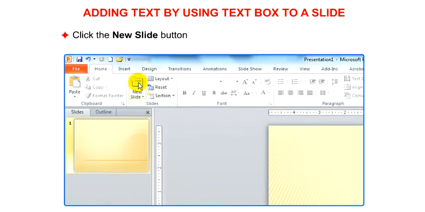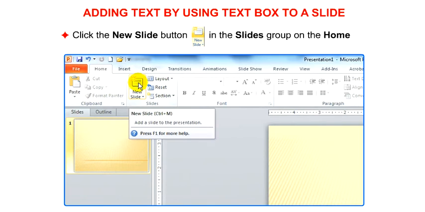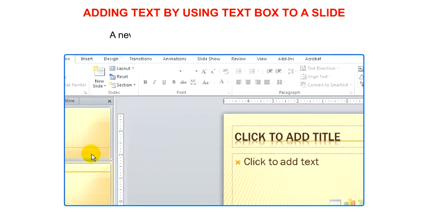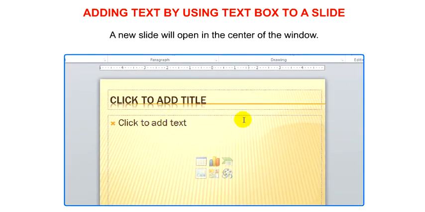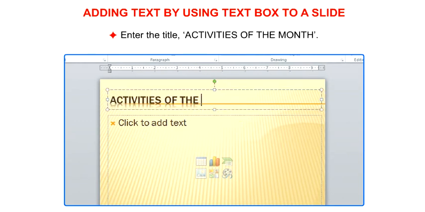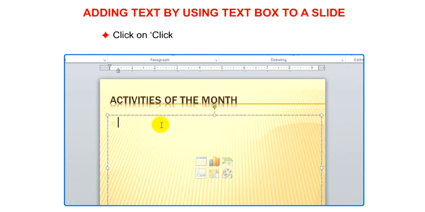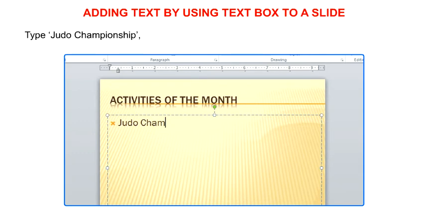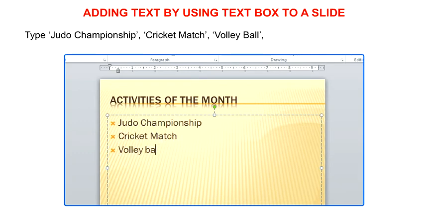Click the New Slide button in the Slides group on the Home tab. A new slide will open in the center of the window. Enter the title, Activities of the Month. Click on Click to add subtitle placeholder in slide. Type Judo Championship, Cricket Match, Volleyball, Chess as shown in the figure.